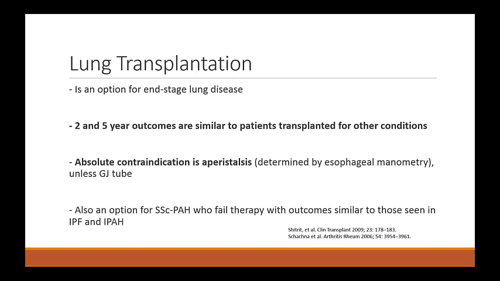So lung transplantation is the other option that's available for these patients for either ILD or PH. What's important to note here is that outcomes are similar for these patients as they are for any other patient that's transplanted. So those 2 and 5 year mortality outcomes are similar. A contraindication is aperistalsis, but in talking to Dr. Thavaraja, patients who do get a GJ tube, at the expense of not being able to eat thereafter, potentially could be candidates for lung transplantation. This is also an option for patients who have PAH and failed treatment, and they have similar outcomes as compared to patients who have IPF and idiopathic pulmonary artery hypertension.